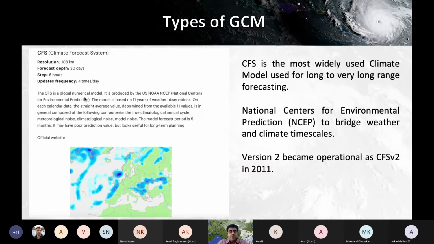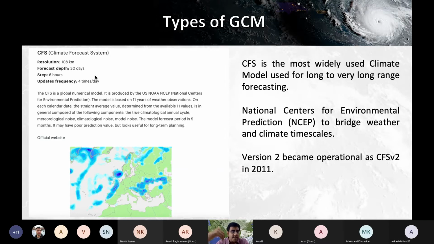Okay. So let's talk about CFS in a little bit of detail. CFS is the widely used climate model. So CFS is a model that has a resolution of 1 degree, 108 kilometers, and it runs for 30 days, or it can also run for more than 30 days. It can even run for 60 days or up to 3 months.